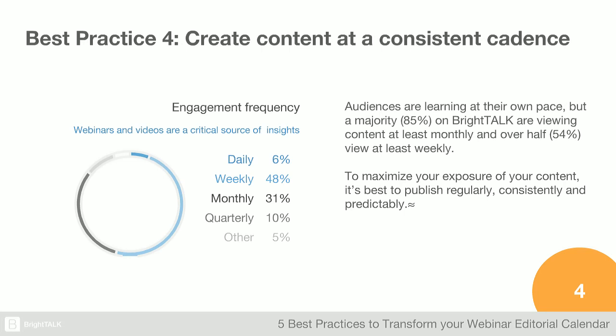Fourth, what I find is probably one of the hardest things to do, but probably the most beneficial, is creating content on a consistent cadence. A lot of this will depend on your resources and your ability to create content. But creating content on a consistent basis is absolutely key to keeping your audiences engaged and pushing them closer and closer to making a buying decision.